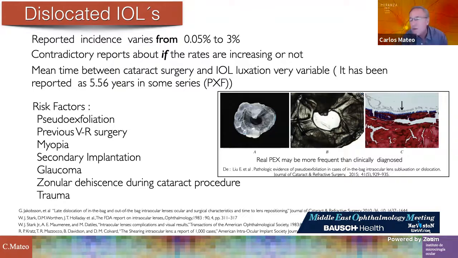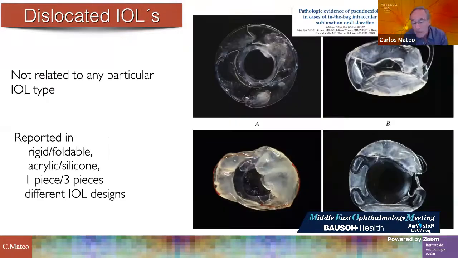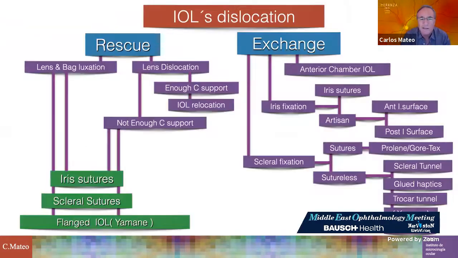You know that risk factors for dislocated IOLs are pseudoexfoliation, which is perhaps much more common whenever you see this material in the lens, previous vitreoretinal surgery, myopia, secondary implantation, glaucoma, zonular adhesions during the cataract procedure, and trauma. Dislocation is not related to any particular IOL, and it has been reported in rigid and foldable acrylic and silicone lenses, one piece, three pieces, and different IOL designs.